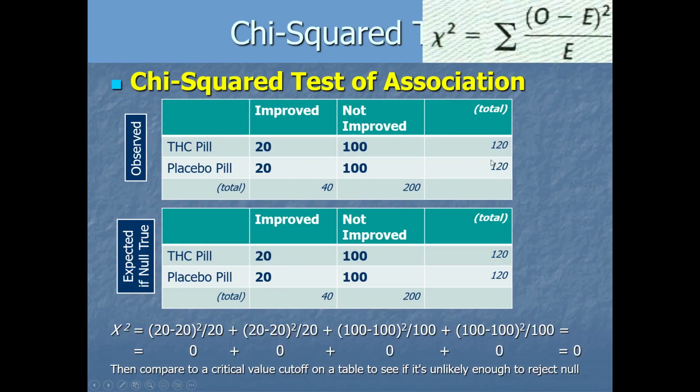And then you go to another one, 100 minus 100. So it's 0, square it, divide by 100. Sure enough, you're going to get 0 again. And you do that for the last cell, same thing. And yep, so all 4 cells come out to 0 in this case.